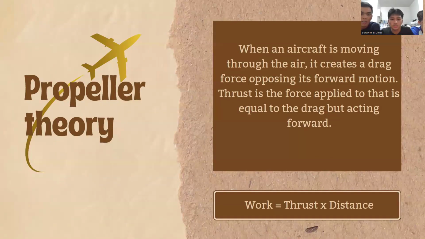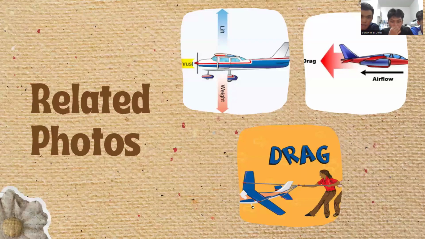Propeller theory. When an aircraft is moving through the air, it creates drag, resisting its forward motion. Thrust is the force that is equal to the drag but acting forward. This is the formula: work equals drag times distance. These are some related photos.